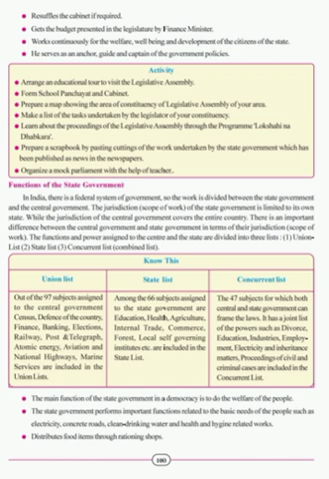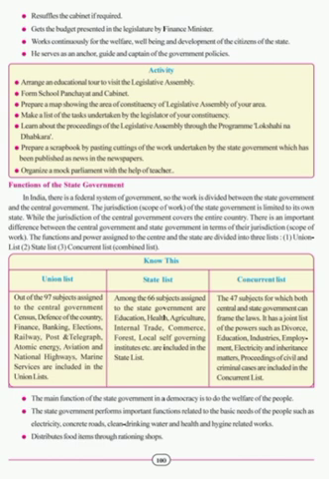Know this. Union list: out of the 97 subjects assigned to the central government, census, defense of the country, finance, banking, elections, railway, post and telegraph, atomic energy, aviation and national highway, marine services are included in the union list. Then the state list includes 66 subjects which are assigned to the state government, including education, health, agriculture, internal trade, commerce, forest, local self-governing institutes, etc. These all are included in the state list.